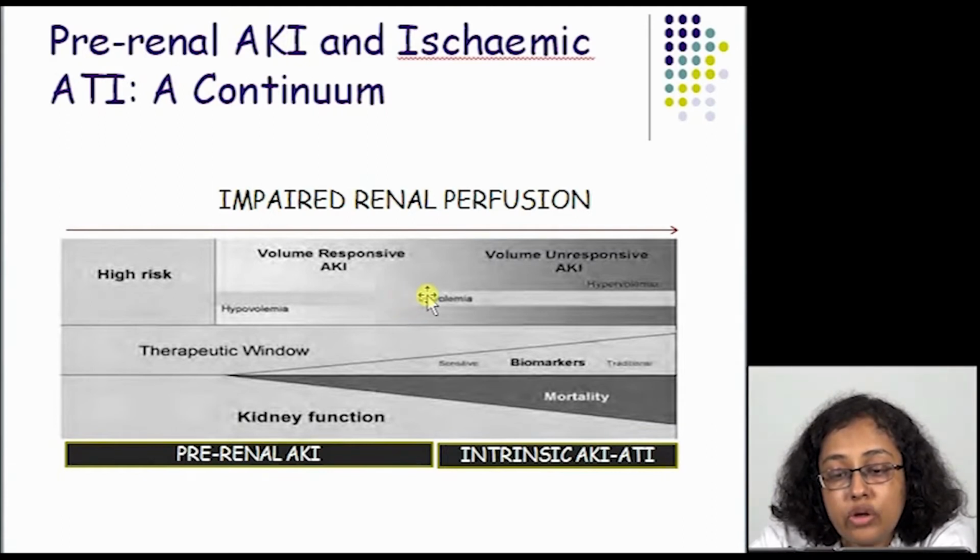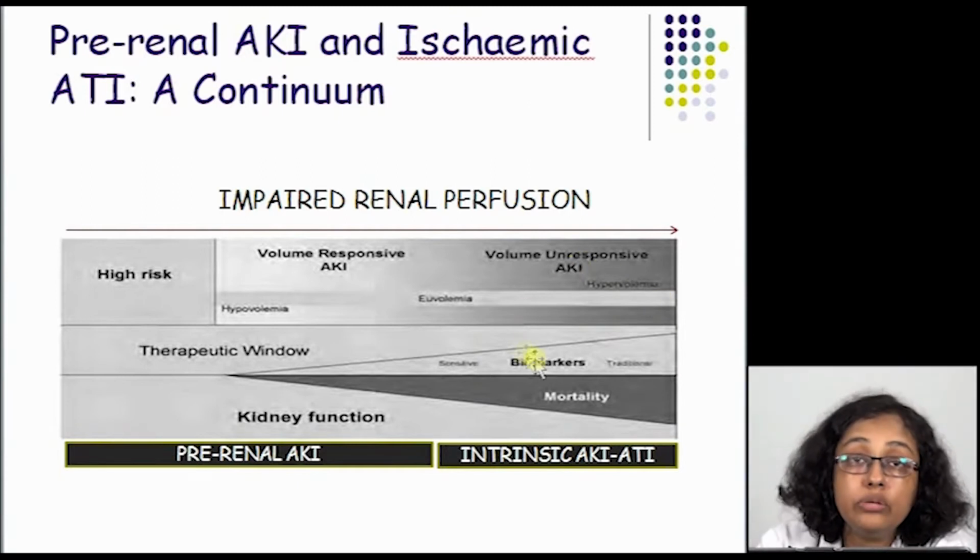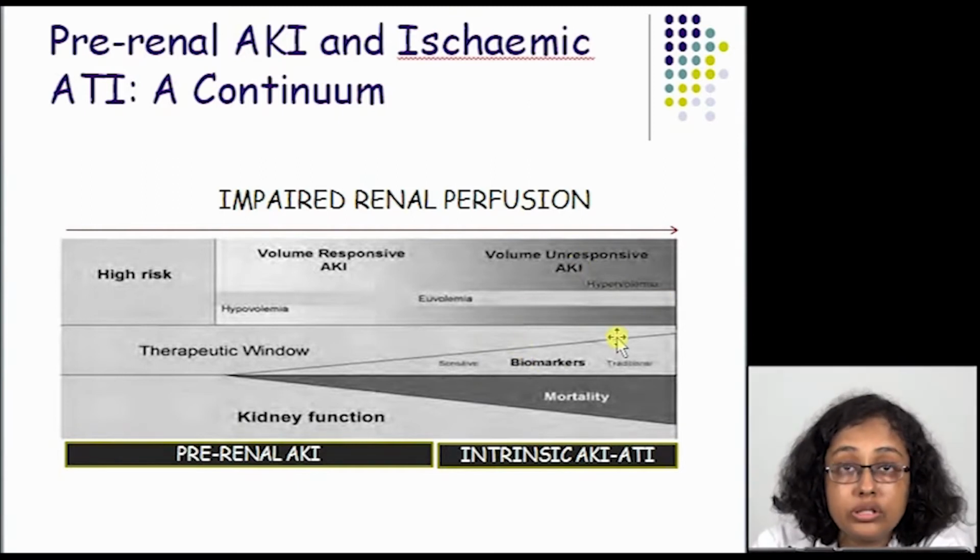So, you have a patient who has a high risk of ischemic acute tubular injury. Initially there is pre-renal AKI, when the patient may respond to correction of volume, but if this is not addressed at the appropriate time, tubular injury and tubular necrosis set in, and at this period the patient has volume-unresponsive acute kidney injury. So it's a continuous spectrum. It all depends on at what stage you diagnose the patient and whether you have intervened or not.